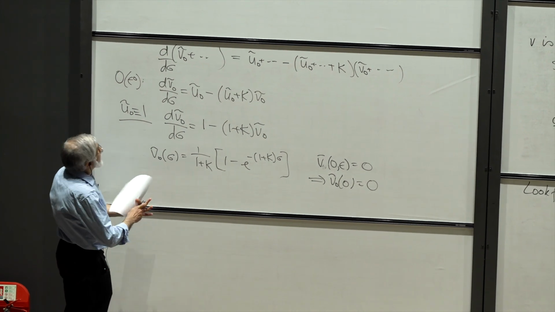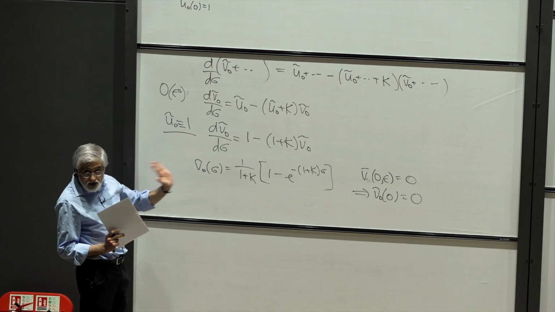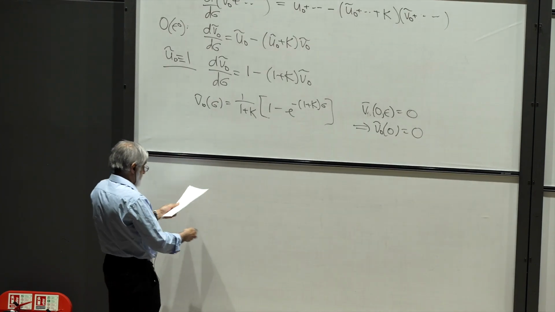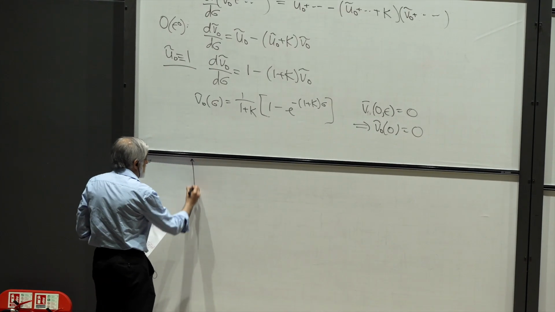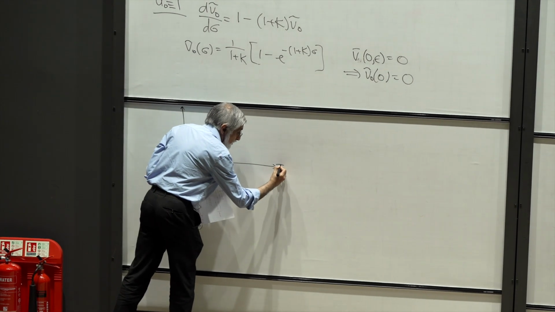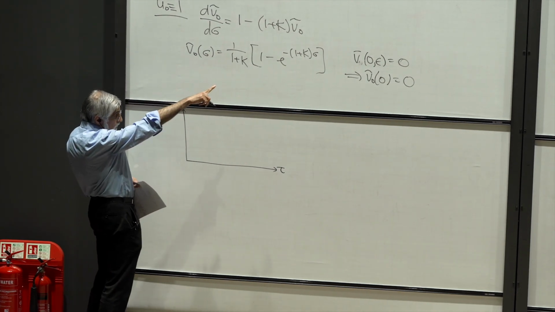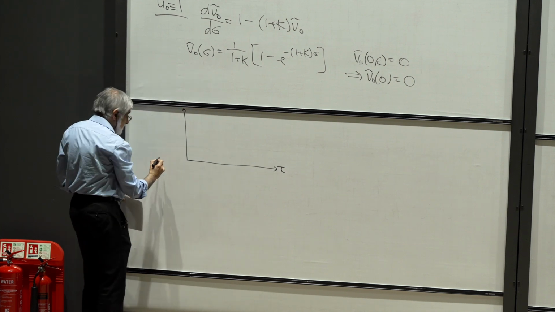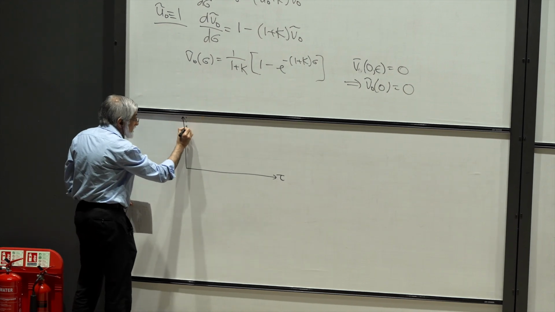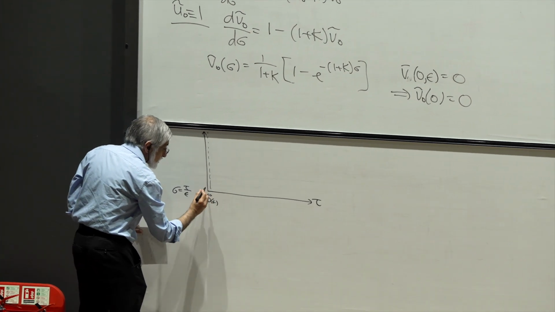And now, can we understand what's going on here? U naught is approximately 1 in this initial time. So let's start plotting this. Eventually we'll want to plot it as a function of tau. So what's happening here as a function of sigma, sigma is t over tau over epsilon. So this is happening in a very small region here of order epsilon.